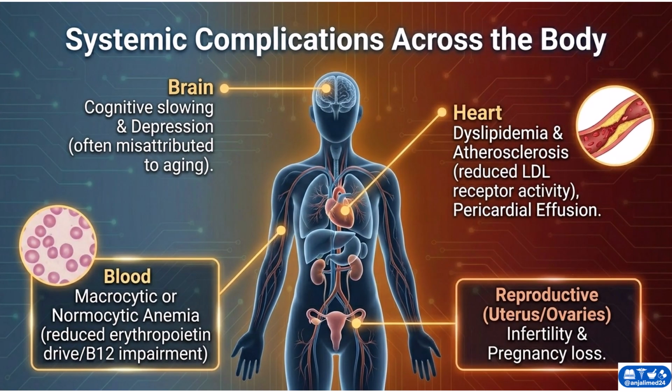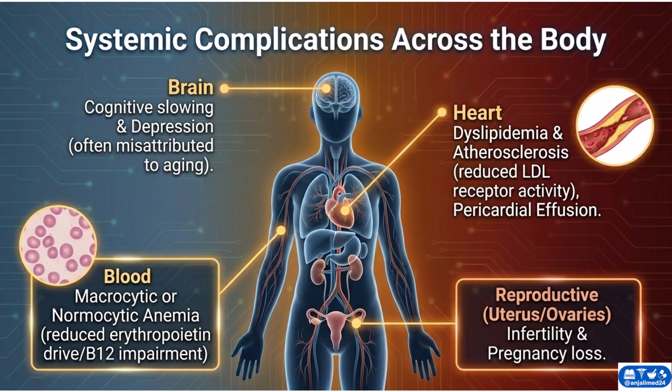Hypothyroidism is not just a thyroid disorder, it affects nearly every organ system in the body. In the brain, reduced thyroid hormone levels can cause cognitive slowing, poor concentration, memory impairment, and depression. These symptoms are often mistaken for normal aging or stress.